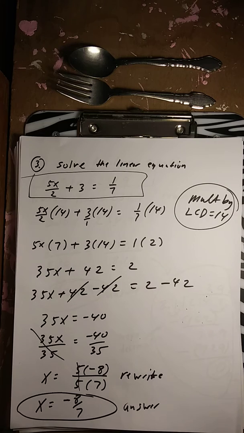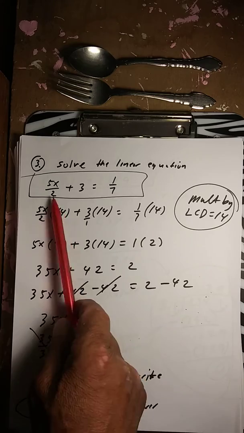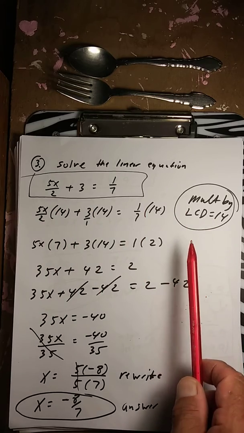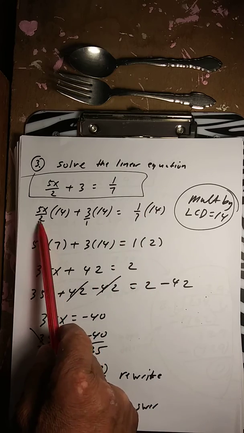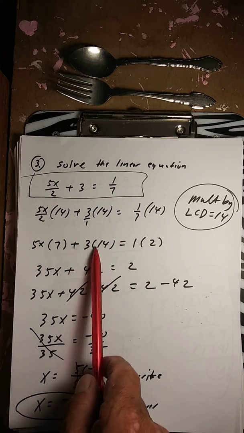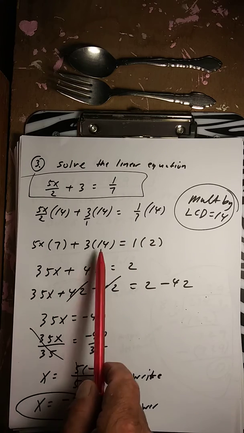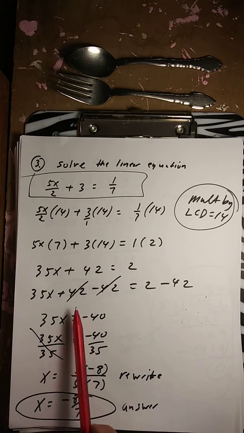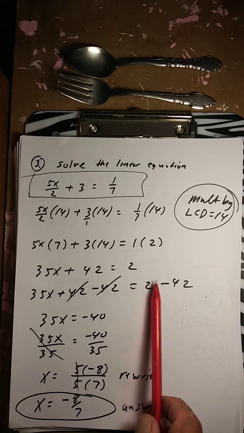All right. Solve the linear equation. We have fractions. So we're going to multiply by the LCD, which is going to be 14, all the way across. So this by 14, 14, 14. 2 divides 14, 7. 1 divides 14, 14. 7 divides 14, 2. That times that's 35x. That times that's 42 equals 2. Now minus 42, these are gone. 2 minus 42 is negative 40.